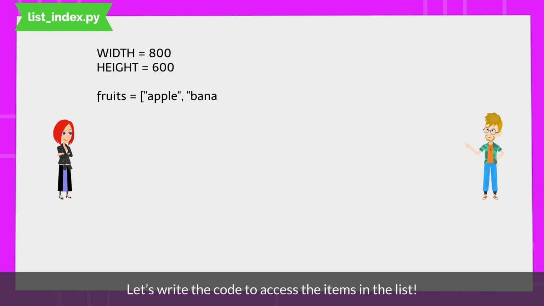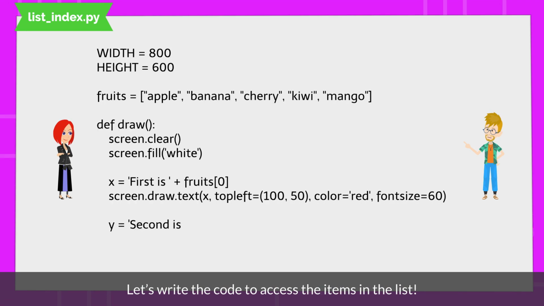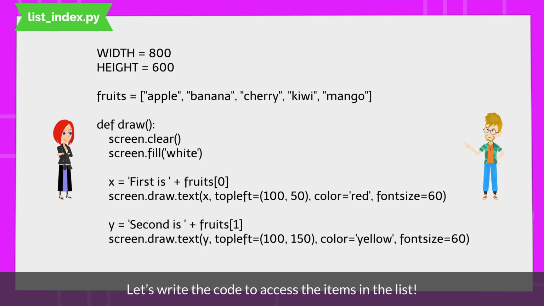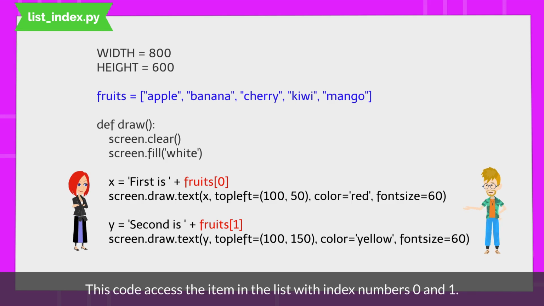Let's write the code to access the items in the list. What does this code mean? This code accesses the item in the list with index numbers 0 and 1.